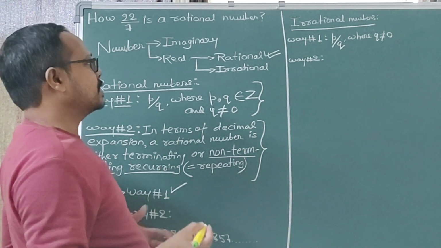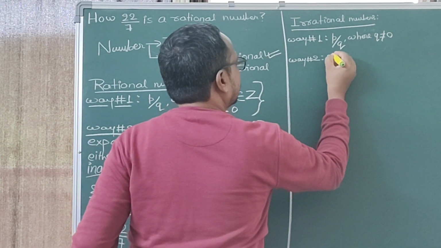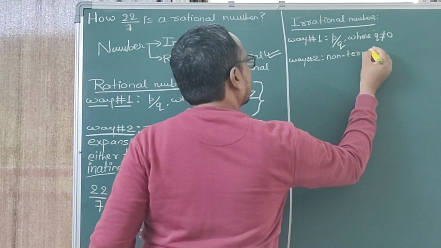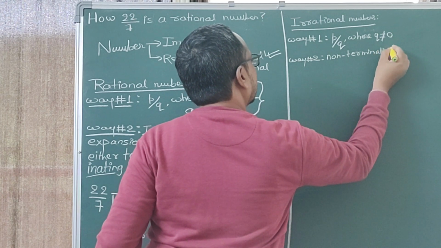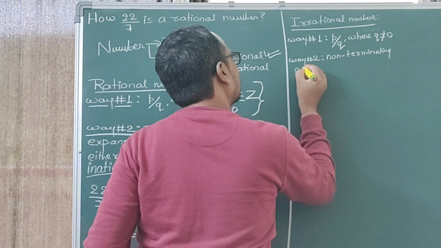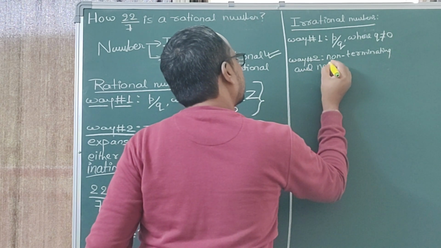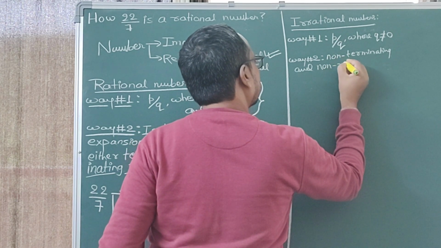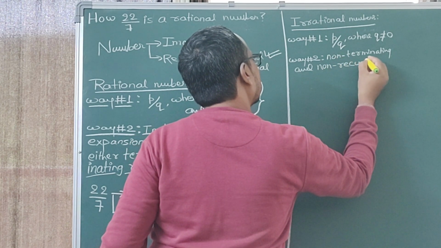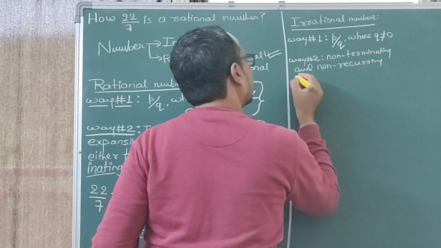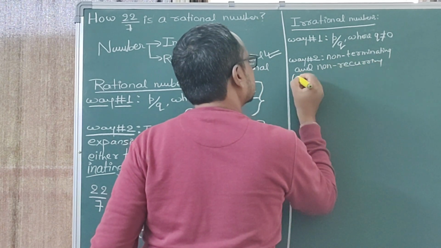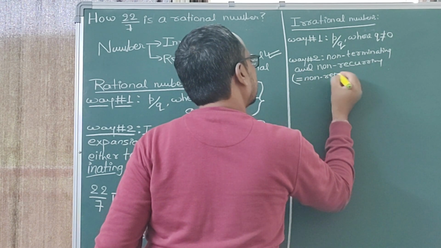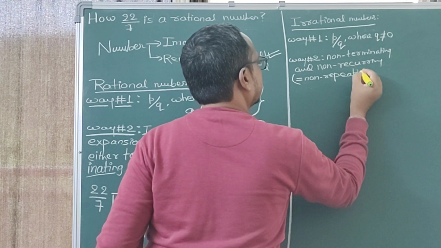An irrational number is non-terminating and non-repeating, non-terminating, non-recurring. Non-recurring means it's non-repeating. It's simple. It's non-repeating. Okay.